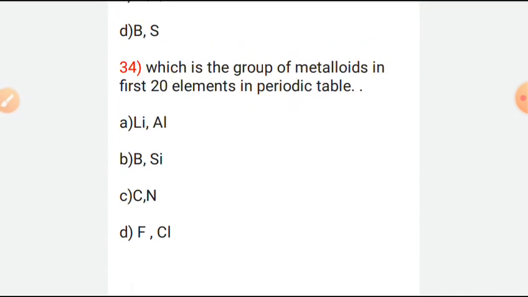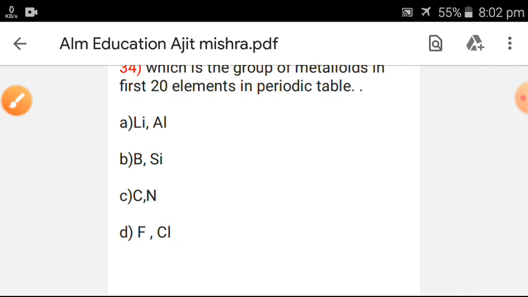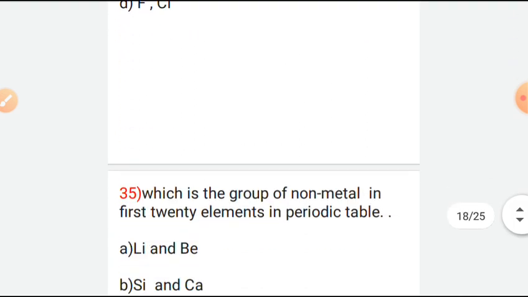Next question. Which is the group of metalloids in the first 20 elements in the periodic table? Option A, lithium, aluminum. B, boron, silicon. C, carbon, nitrogen. D, fluorine, chlorine. Choose the correct answer. The answer will be option B, boron and silicon. Boron and silicon are the metalloids that lie in the first 20 elements in the periodic table.